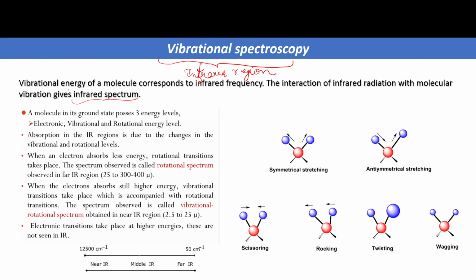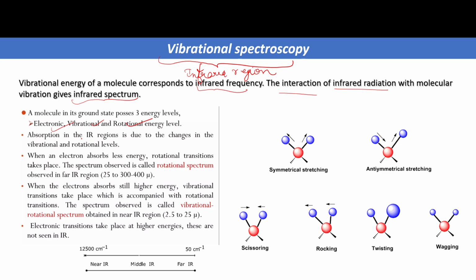The vibrational energy of a molecule corresponds to an infrared frequency, and the interaction of the infrared radiation with the molecular vibrations gives us the infrared spectrum. So when we are talking about vibrational spectroscopy, we are talking about the infrared region of the electromagnetic radiation. Now, a molecule in its ground state has three energy levels: electronic, vibrational and rotational energy levels.